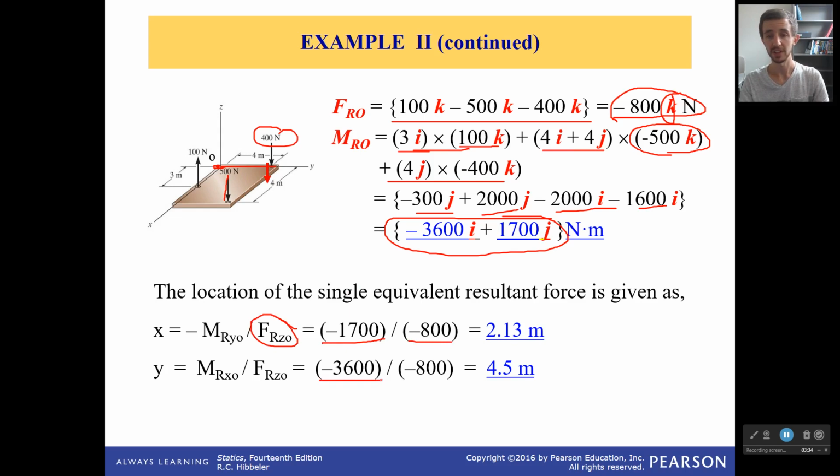And negative 3600 over the force gives me 4.5 meters, which tells me there's a point right here, roughly, where if I applied this, it would have the exact same external effect. Now you see that's not even on the board here, so it wouldn't really work very well in this case. But I could have, if it was a little bit longer, applied it there and had the exact same external effect. So, with that, we've done another example.